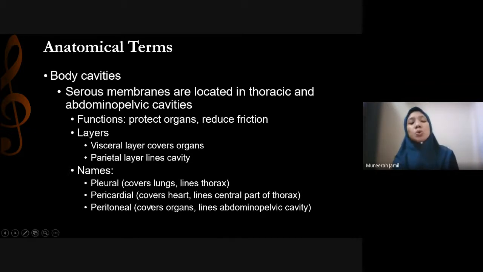Okay. So contoh dalam thoracic cavity ni dan abdominopelvic cavity, kalau kita ada serous membrane yang cover lungs tu, kita panggil dia pleural. Serous membrane yang cover the heart, kita panggil pericardial. Serous membrane yang cover all the abdominopelvic organs, kita panggil peritoneal. Okay.